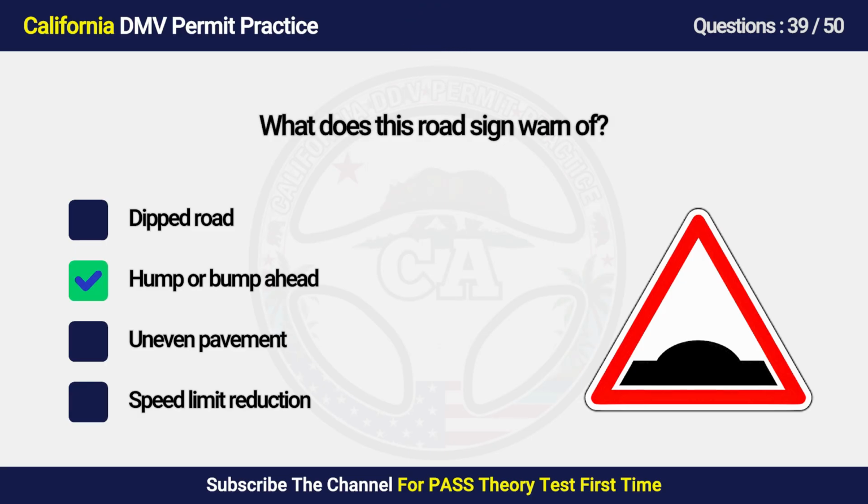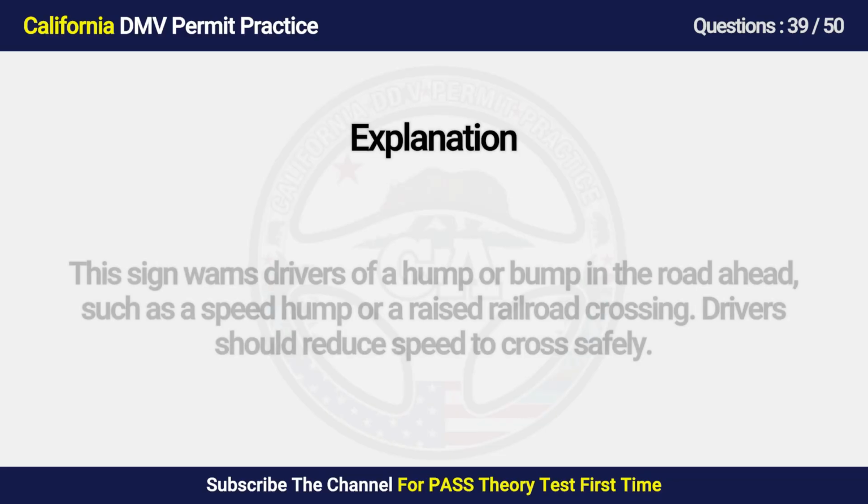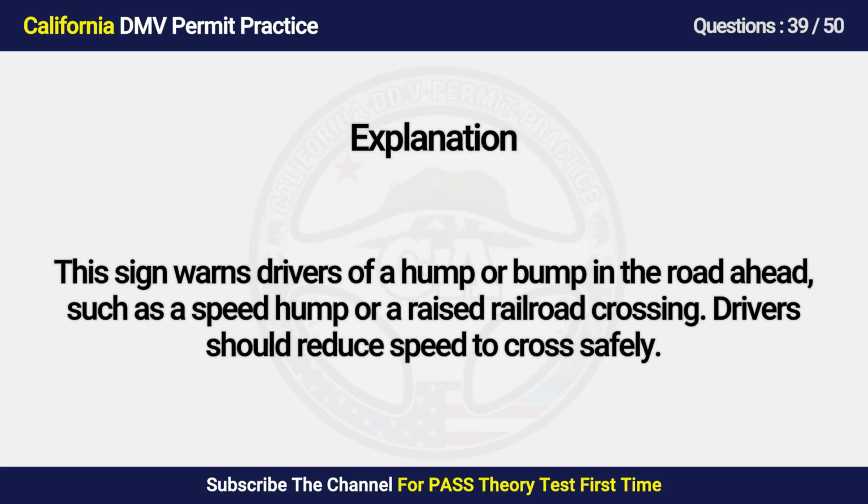Answer is B. Hump or bump ahead. This sign warns drivers of a hump or bump in the road ahead, such as a speed hump or a raised railroad crossing. Drivers should reduce speed to cross safely.